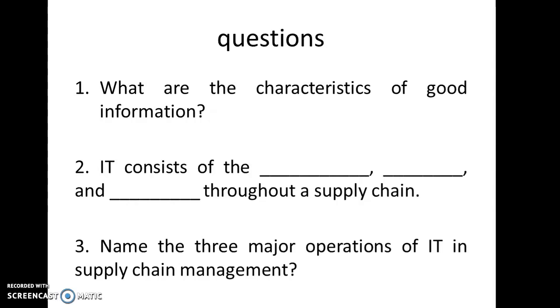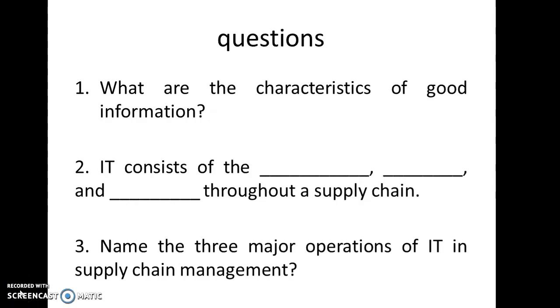The first question is, what are the characteristics of good information? The four characteristics of good information are: first one, information should be accurate. The second one, information accessible at the right time. Third one, information of right kind should be available. Fourth one, information must be shared.